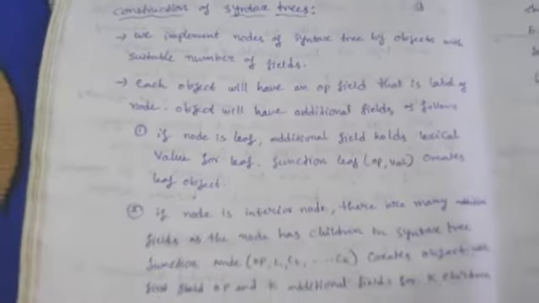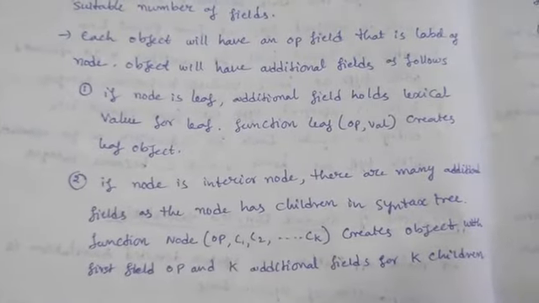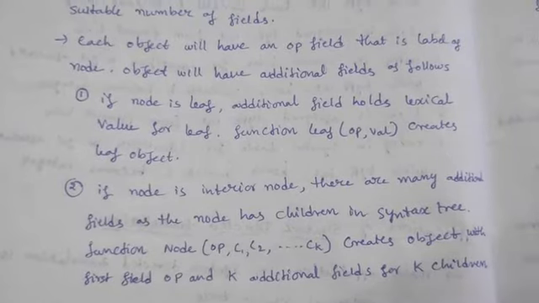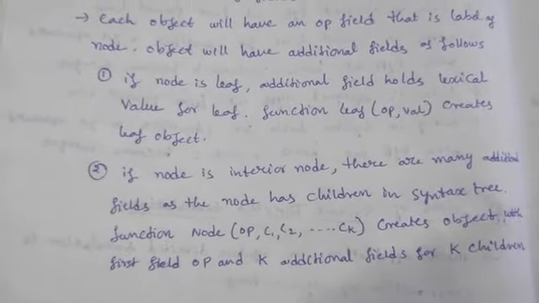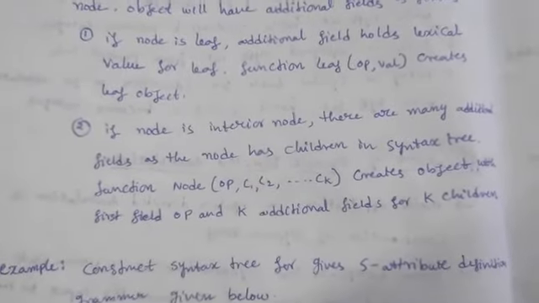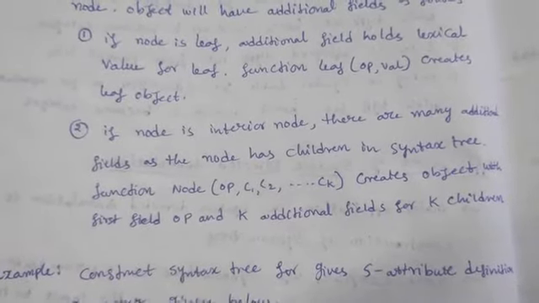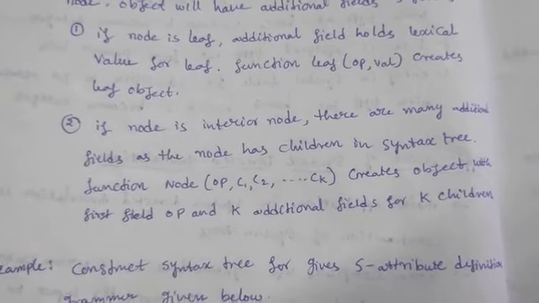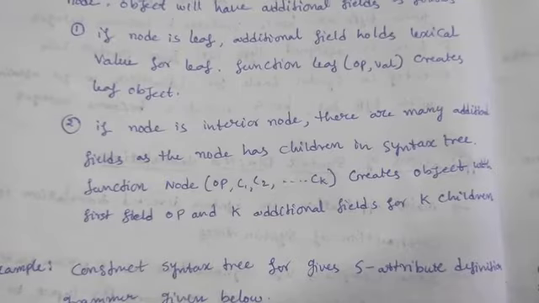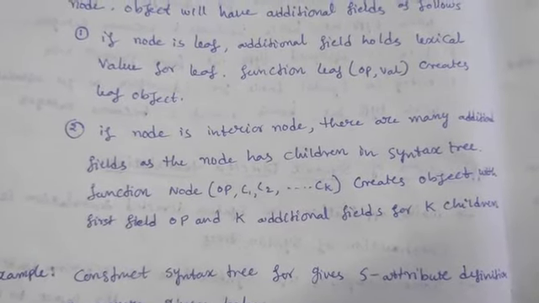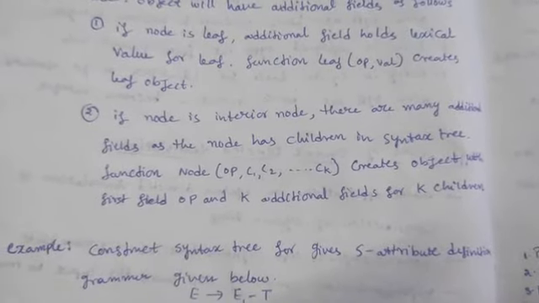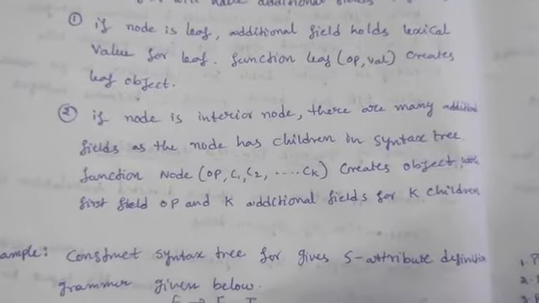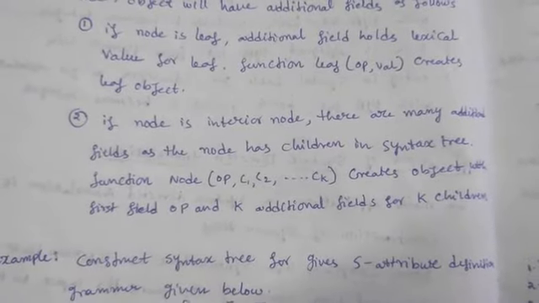Those can be of two types. If the node is a leaf node, then in addition to the op field there is only one field, which is the value of the leaf. If the node is an intermediate node, it has additional fields like children nodes or siblings. Such content is indicated by the function Node(op, c1, c2, c3), where c1, c2, c3 are the children.